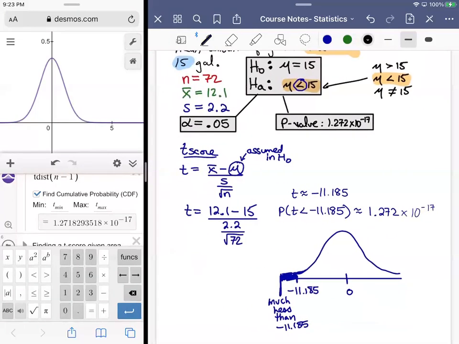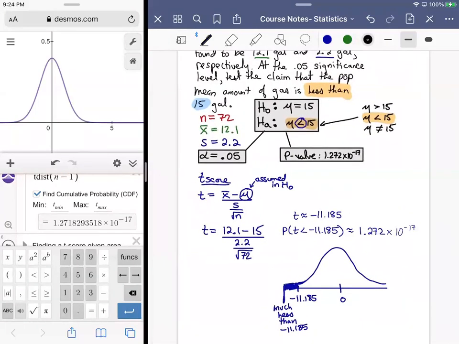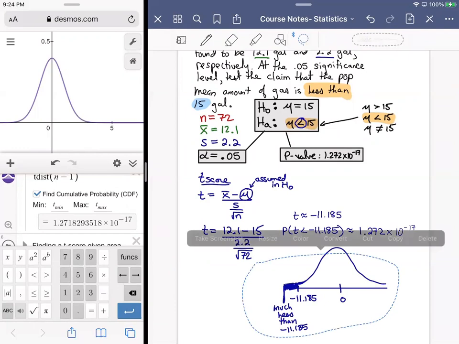That number gets compared to the alpha value, and so we make a determination. We can just chuck this diagram in over here.